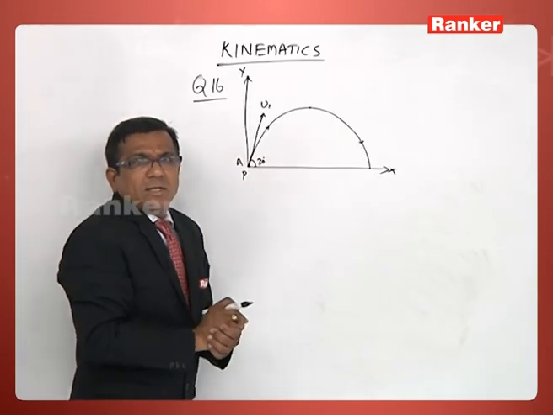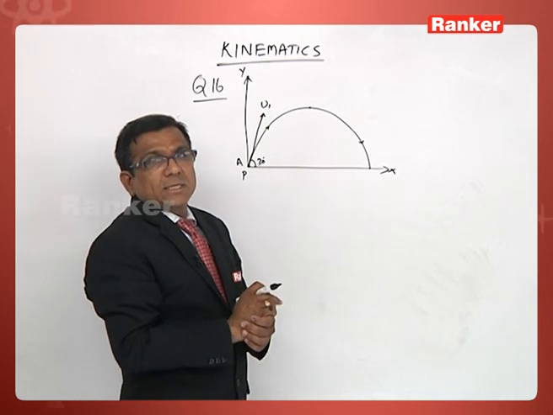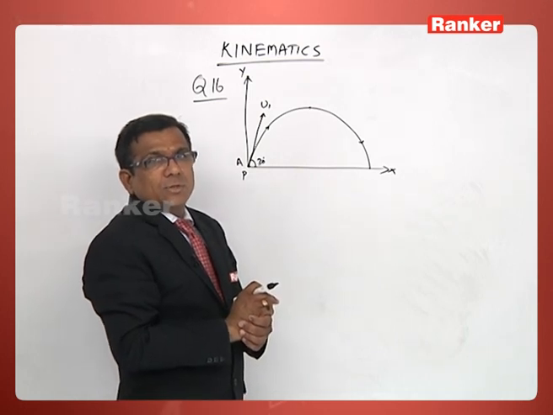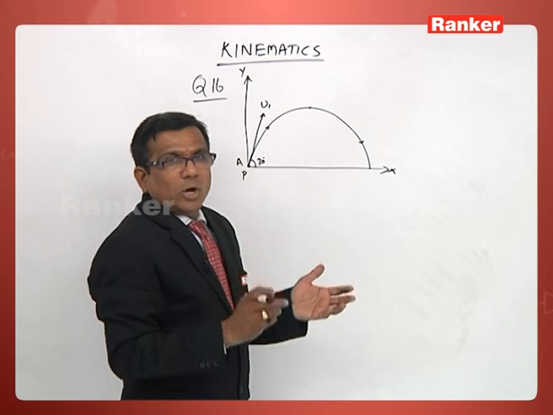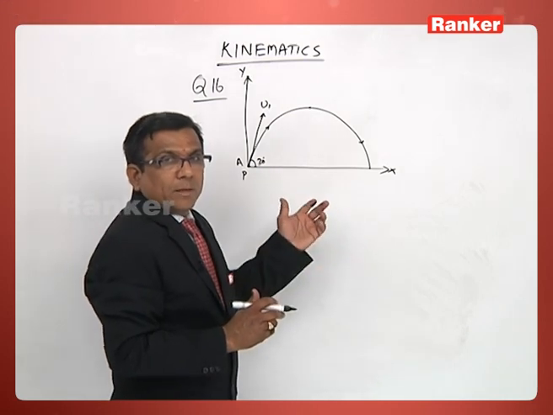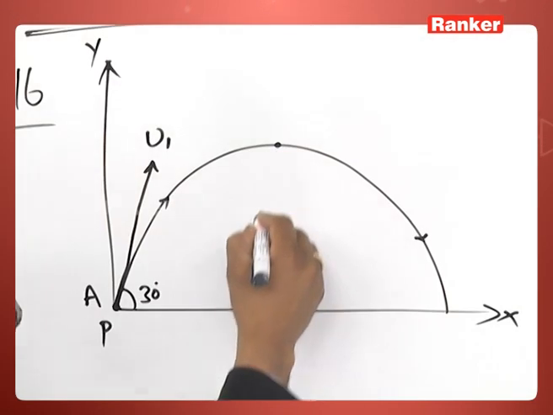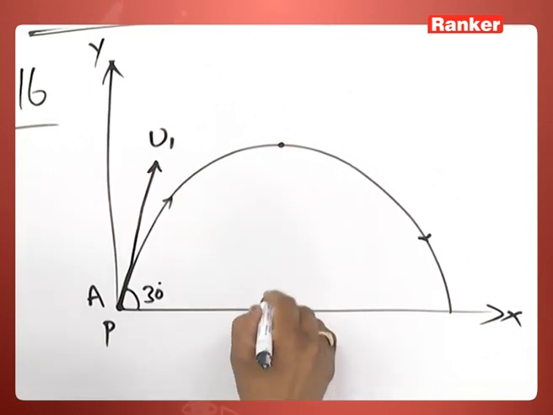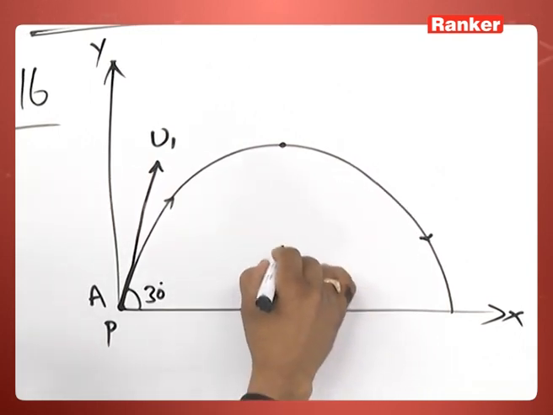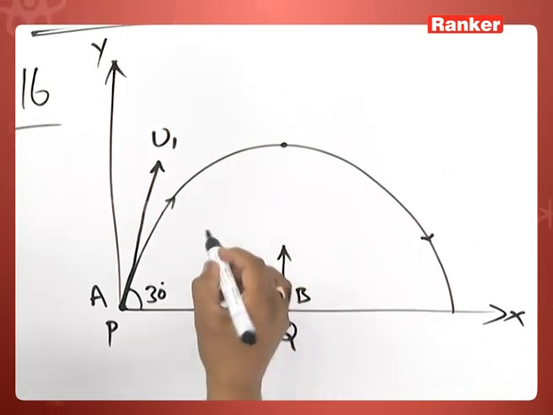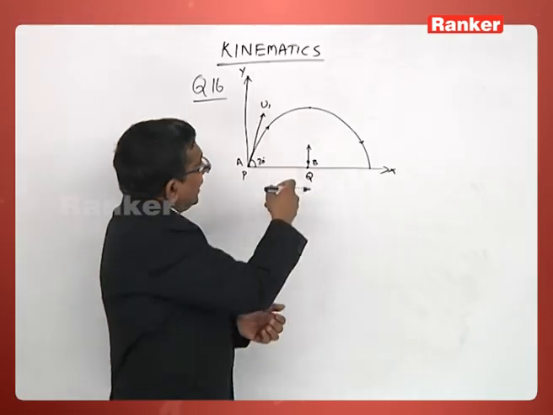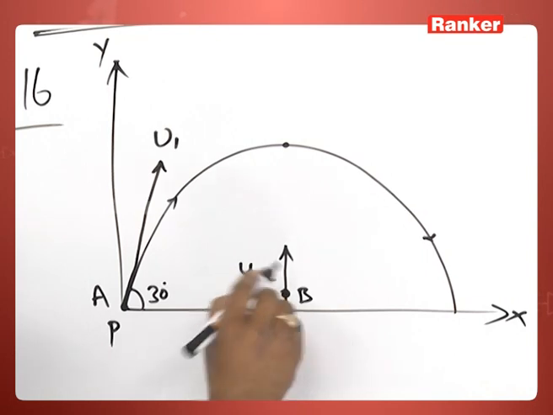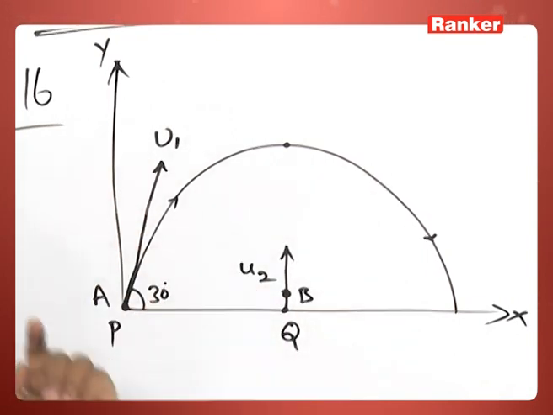But what is given? At the same time, another projectile B is thrown with a velocity u2 upwards from the point Q vertically below the highest point. Below the highest point of this projectile, a point Q is there. From here a body is thrown vertically upwards. So this is projectile B, this is projectile A. It is thrown with a velocity u2. This is given u1, this is given u2.